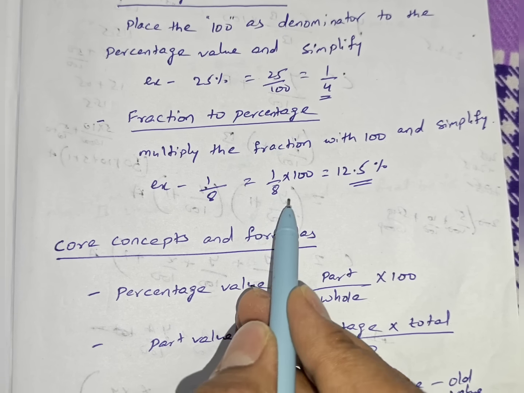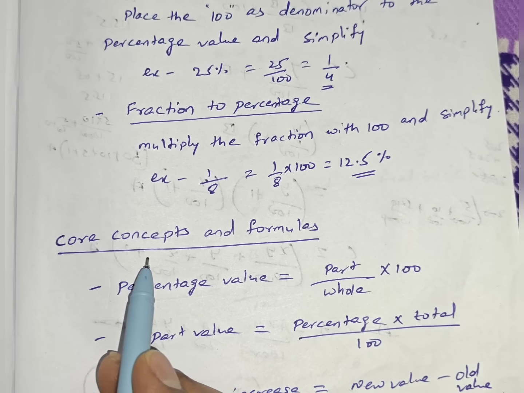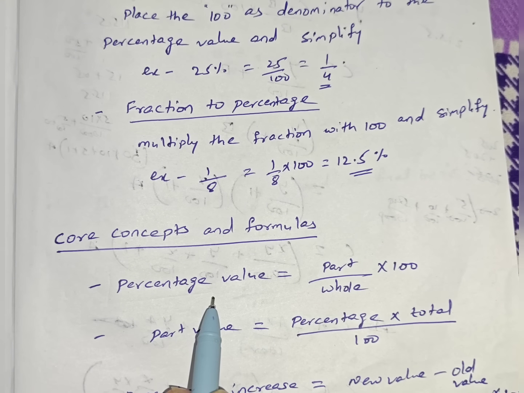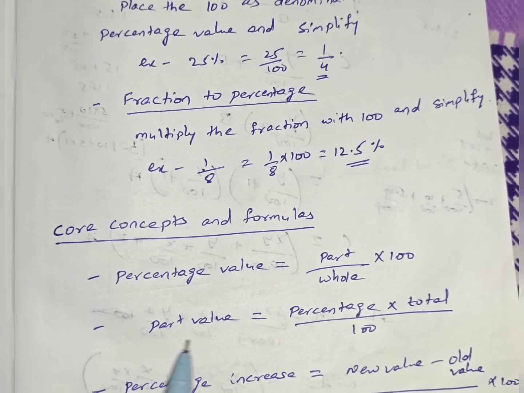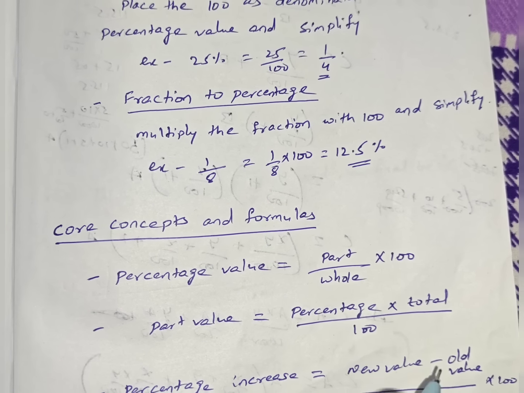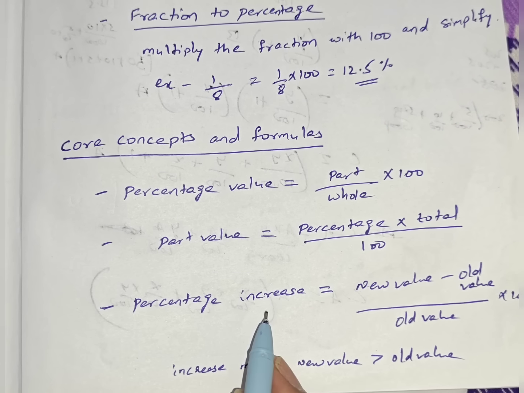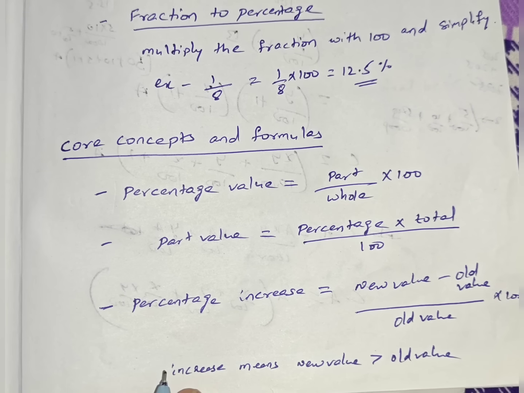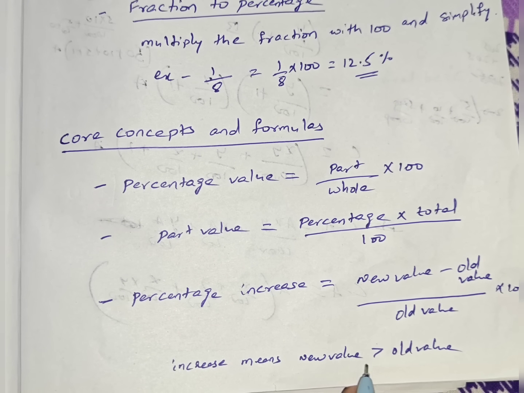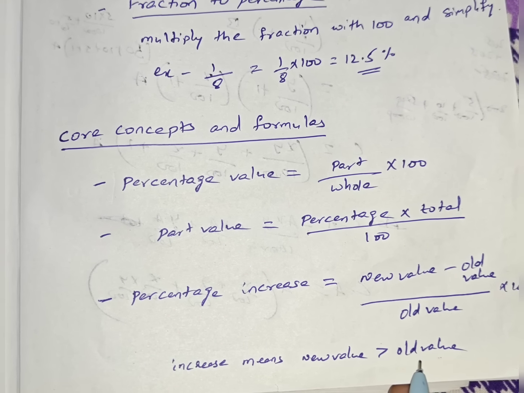Let us understand some core concepts and formulas. Percentage value is equal to part by whole into 100. Part value is equal to percentage value into total by 100. Percentage increase is equal to new value minus old value by old value into 100. Here, when the increase happens, the new value is always greater than the old value.